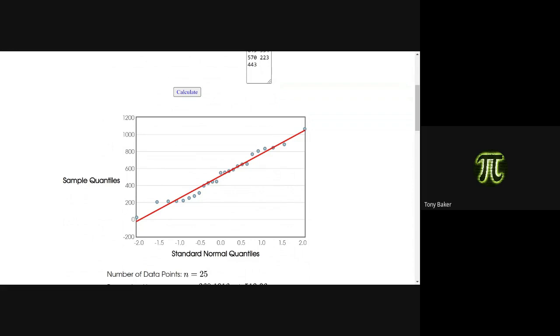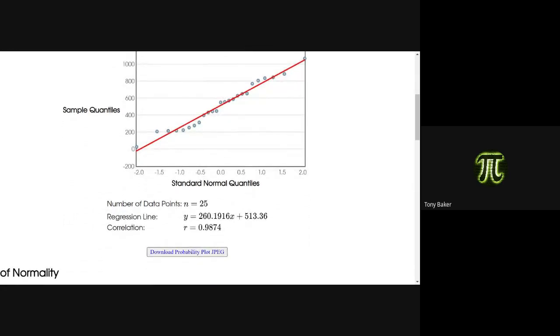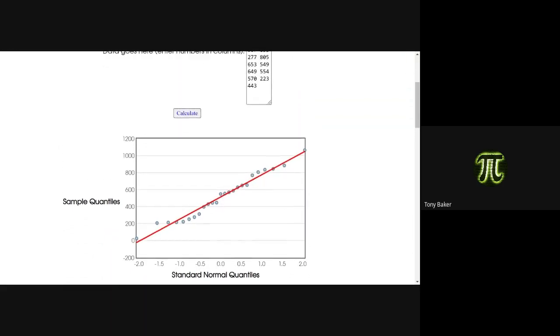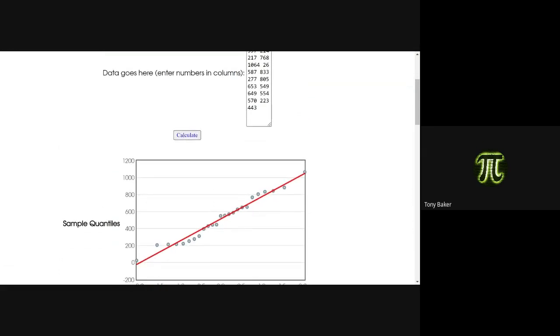Okay? So what you want is pretty much a straight line. You want your data to be pretty much on a straight line. Nothing crazy. So the closer it is to a straight line, the more likely it is normally distributed. In this case, this one is pretty close to that straight line, so we can claim this one is normally distributed. And you can look down here at the correlation. If that's over 0.95, we're good. So this one, normally distributed.